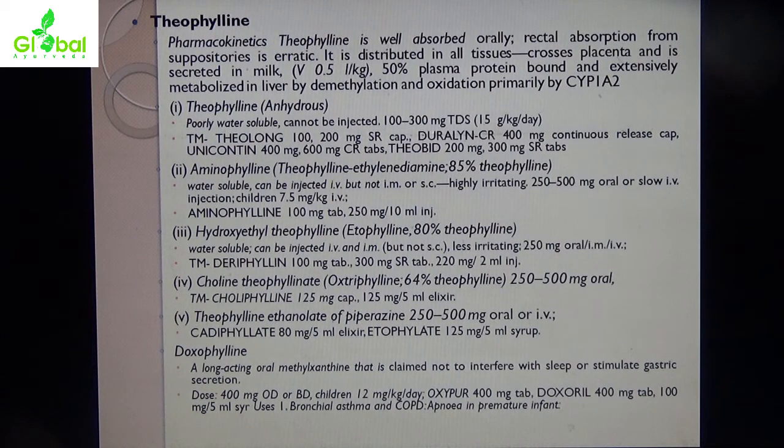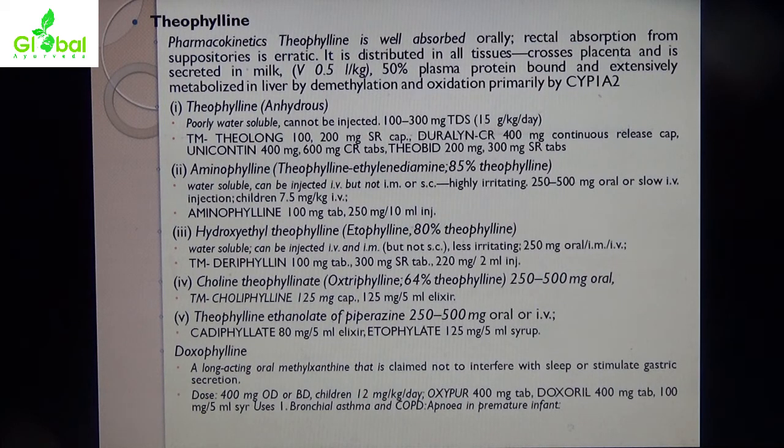then hydroxyethyl theophylline, derriphylline. Derriphylline is commonly used in asthma. It is water soluble and can be injected in IM and IV form. Then choline theophyllinate, its trade name is Cholinephrine. Then theophylline ethanolate of piperazine, it can be administered in IV and IM form.